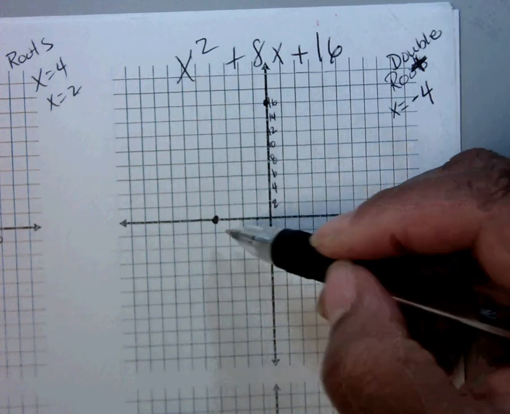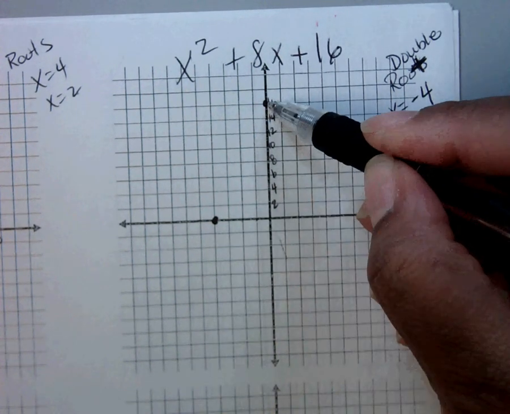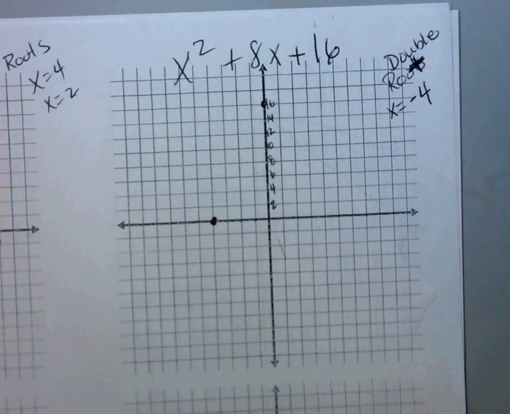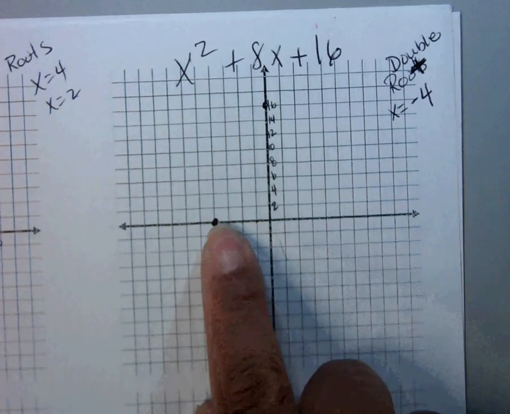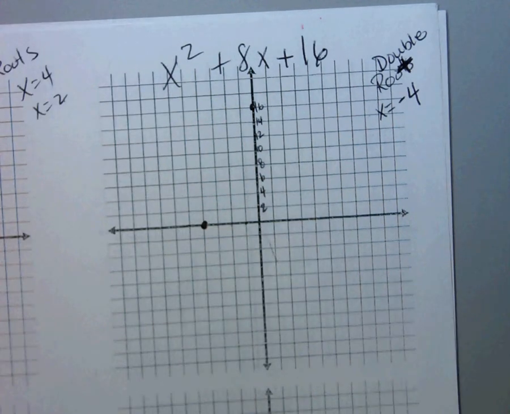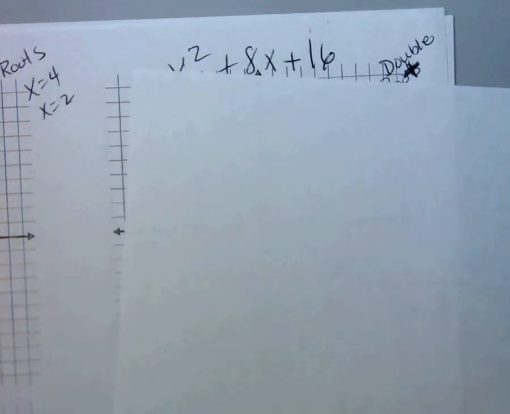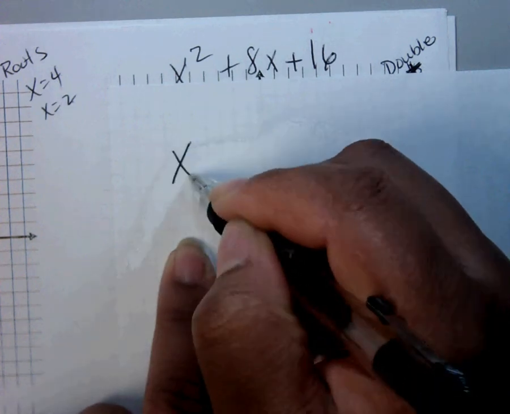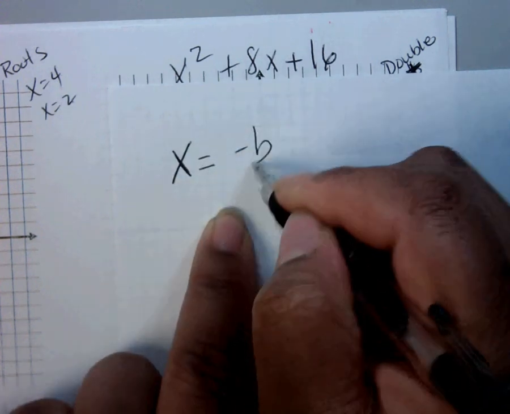Okay, so we have our double root. We have our y-intercept. Who remembers what I said about the double root? When you have a double root, what else do you know? It's going to be the same as the vertex. So let's prove that. To find the vertex, we do x equals what? Negative b over 2a.